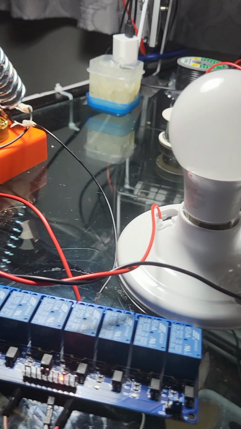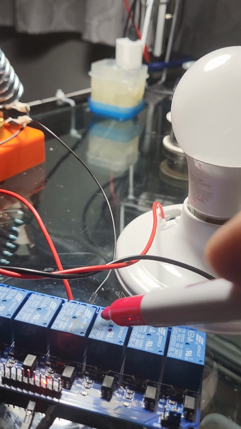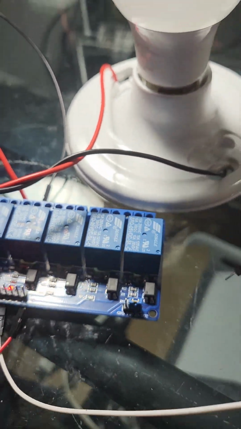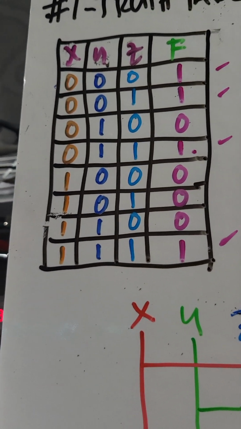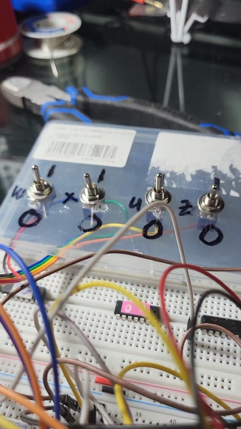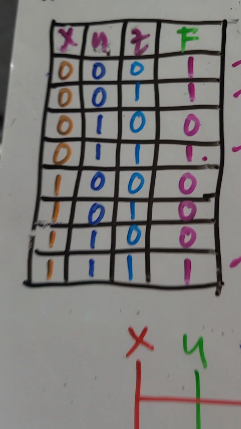So we have here the array of relays, but we're using one relay here. Okay, moment of truth. We'll try this combination of inputs, using our manual input here, toggle switches representing X, Y, Z, then our output display.